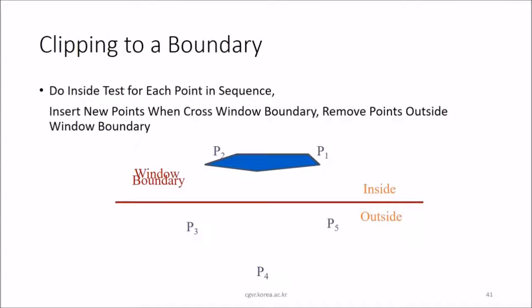In clipping a boundary, we do an inside test for each point in sequence. We insert new points when the polygon crosses the window boundary, and we remove points outside the window boundary. This is a window boundary, this is inside, this is outside. What we do, we find this point P1, then P2, and then P3. Actually P3, just assume it like this.